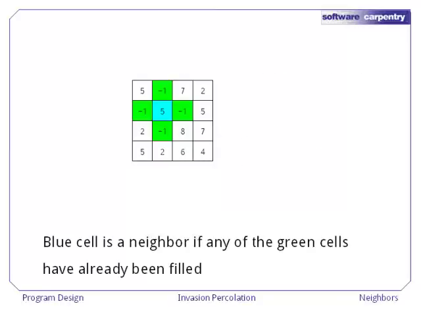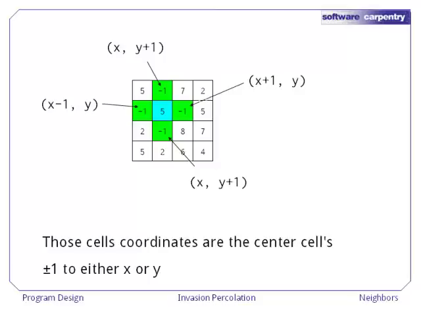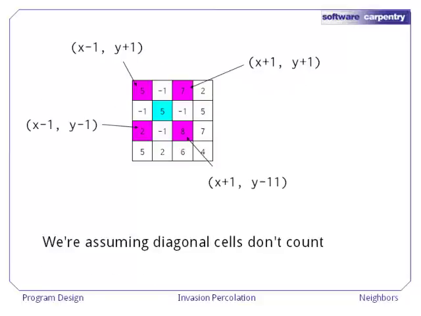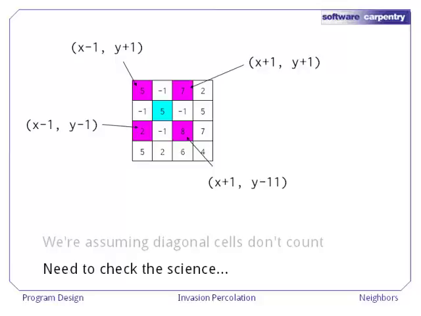Now, the blue cell shown here is a neighbor of the filled region if any of the green cells have already been given the value -1. And those green cells have coordinates that are +1 or -1 on either the x or y axis from the coordinates of the blue cell. We're not looking at the cells that are on the diagonals, x -1, y +1, and so forth. We should check the science on this, but again, it's a simplifying assumption that's safe to make in the first version of our program.